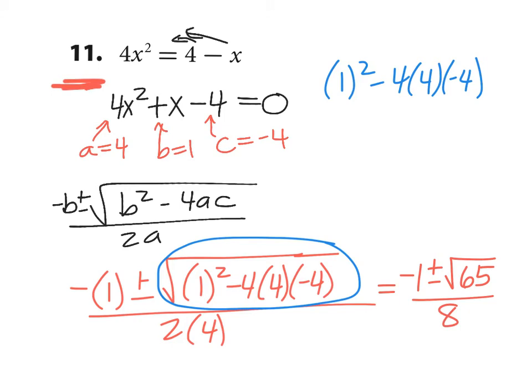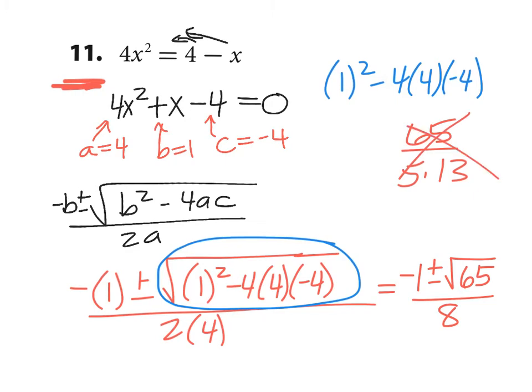Now, this has two real solutions because 65 is a positive number. Can you simplify 65? And the answer is no. 65 is 5 times 13. And those are both prime numbers. So you can't simplify square root of 65. There's not a perfect square.